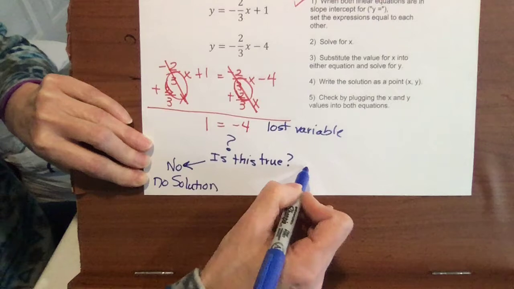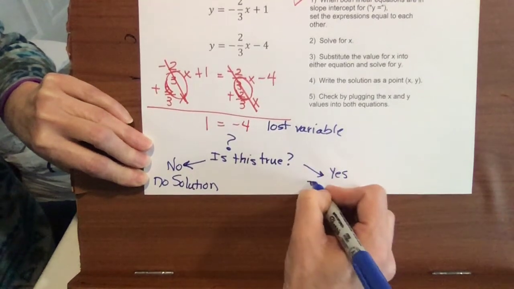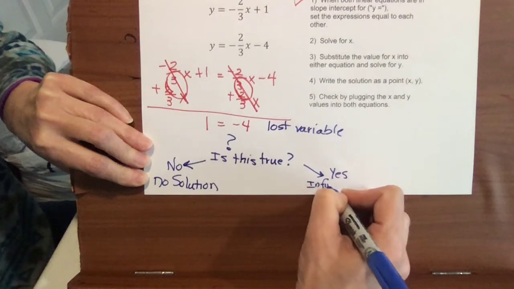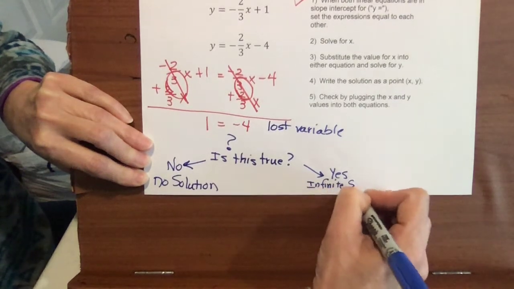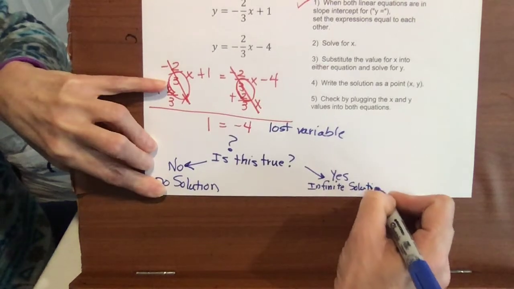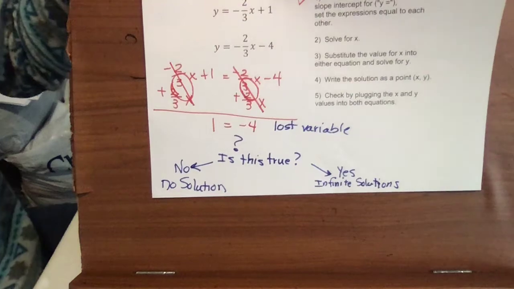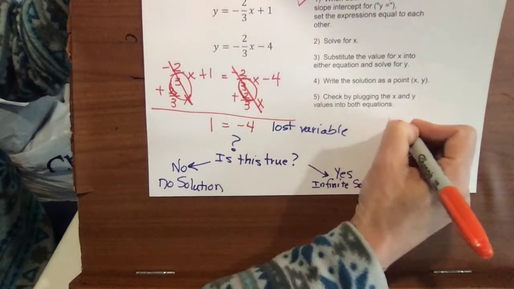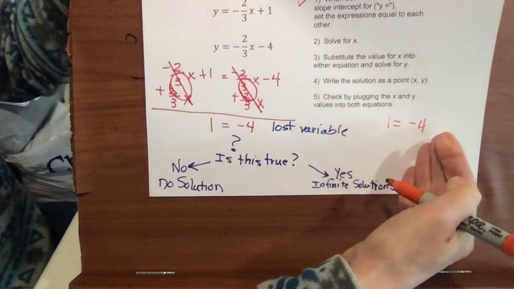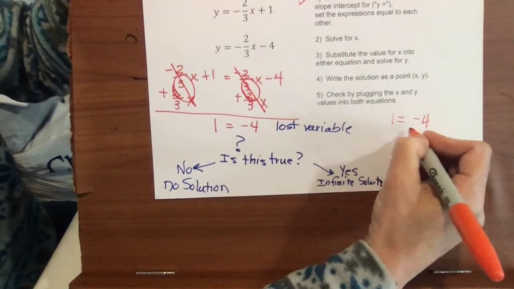But if the answer was yes, there would be infinite solutions. So those are the two outcomes that can occur. So in our case, for this problem, when we have 1 equal to negative 4, and that's our final result, and we have no variable to solve for, the question is, is this true?